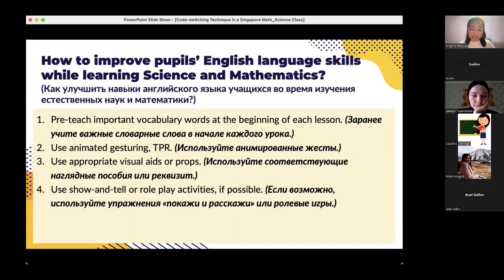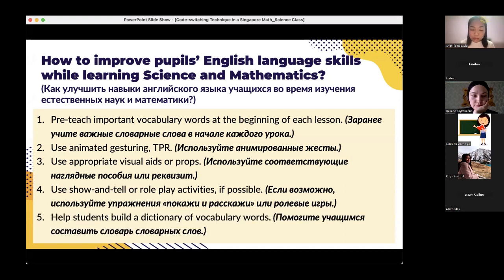Number 4, and I think it's a good way to help with the communication. But this one can happen by the end of a chapter, is to use show and tell or role play activities if possible. So if we can remember Miss Dinara's presentation a while ago, their school has been conducting science fairs every term or every half of the year. So this science exhibit or science fair or role play activities in English language can help the students to develop and sharpen their communication skills in English.